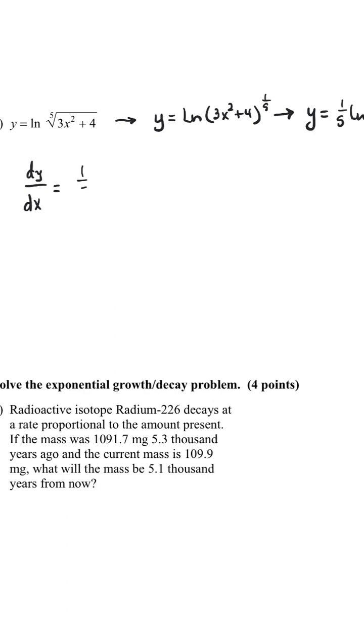So that 1/5 is just going to stay 1/5 coefficient, and then the rule for differentiating a natural log, remember, is 1 over u times the derivative of u, so that would be 6x. So then we have a final result there. And again, you can multiply the 5 into the parenthesis or keep it out. Doesn't really matter.